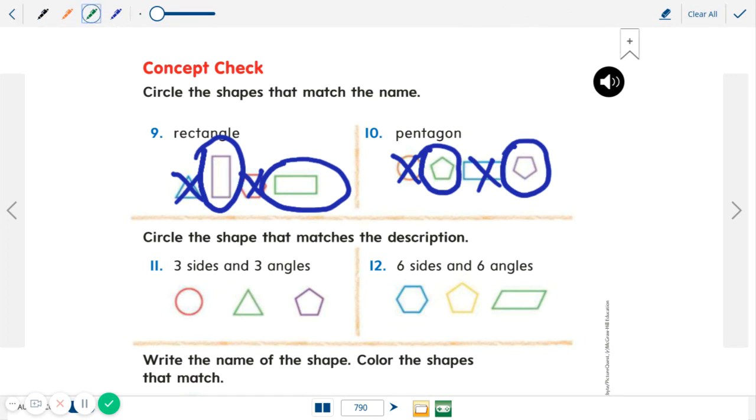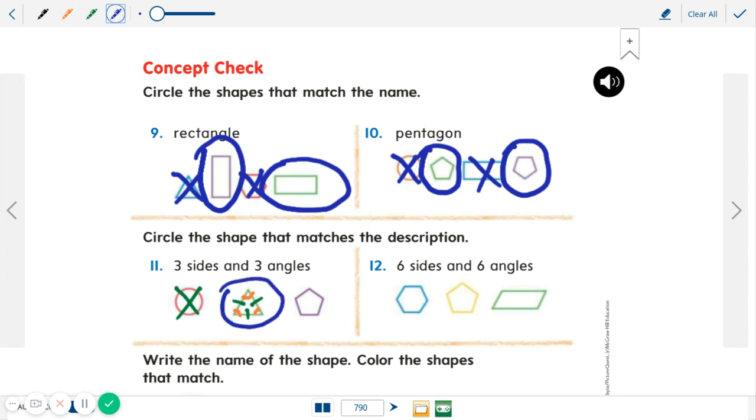So the first shape there is a circle, and I know that a circle doesn't have any sides or any angles, so that can't be it. Our second shape is a triangle, and a triangle has 1, 2, 3 sides. And let's count how many angles. 1, 2, 3, so that must be our answer.